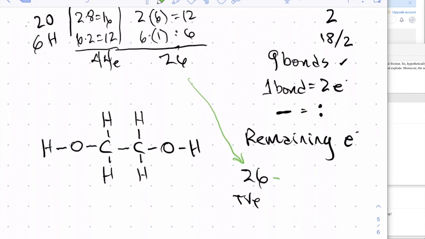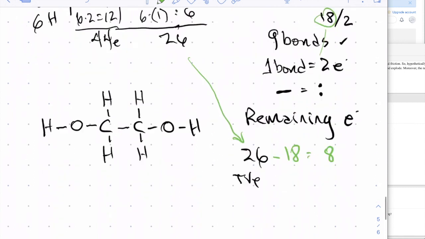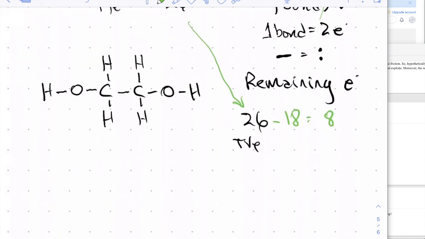Minus the number of electrons you've used in the bonds. That's 18. So that's a total of 8. And that's the remaining electrons. So the number of lone pairs is equal to 8 divided by 2. That's 4. So we're going to complete our Lewis structure by giving the atoms an octet.